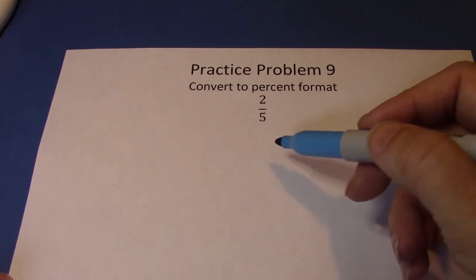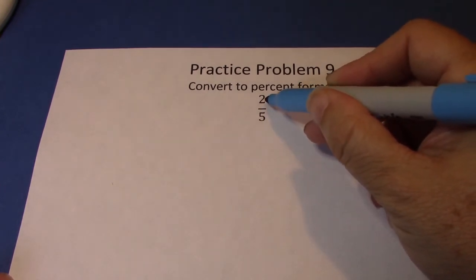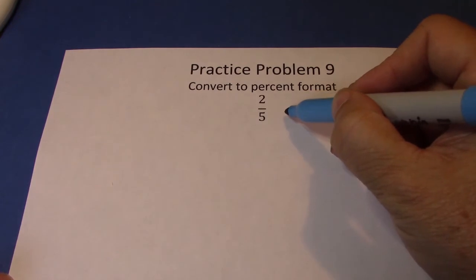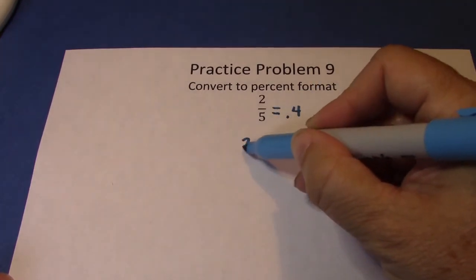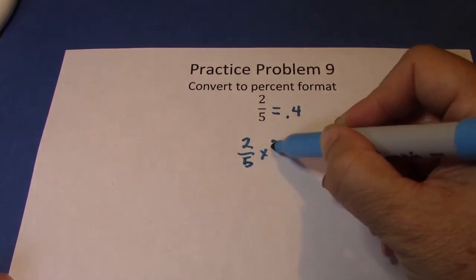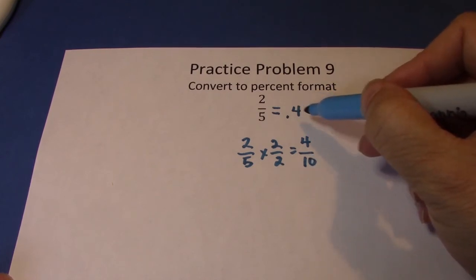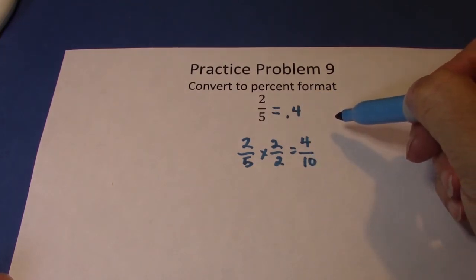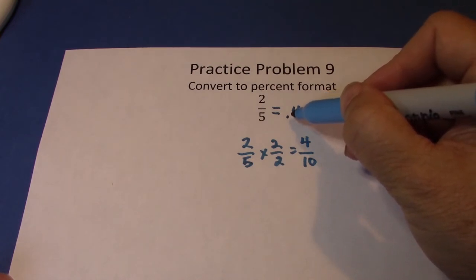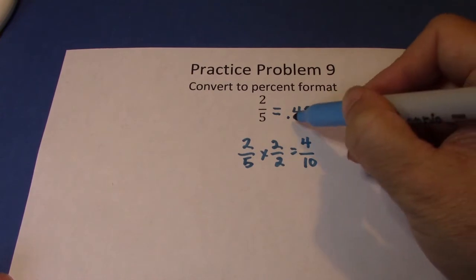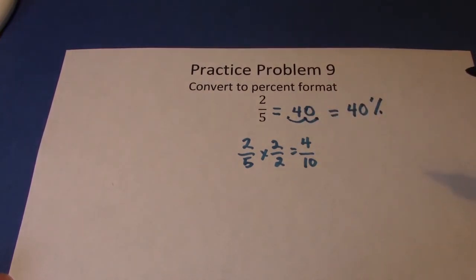Problem 9 asks us to convert this fraction 2/5 to a percent format. We'll start by converting it to a decimal. So 2 ways to do that. We can divide 2 divided by 5 would give us 0.4. I could have also said that 2/5 times 2 over 2 equals 4/10, which is the same as 0.4. Now to convert that to a percent format, I need to move the decimal point 2 places to the right, which means I need to add a 0, and we get 40%.